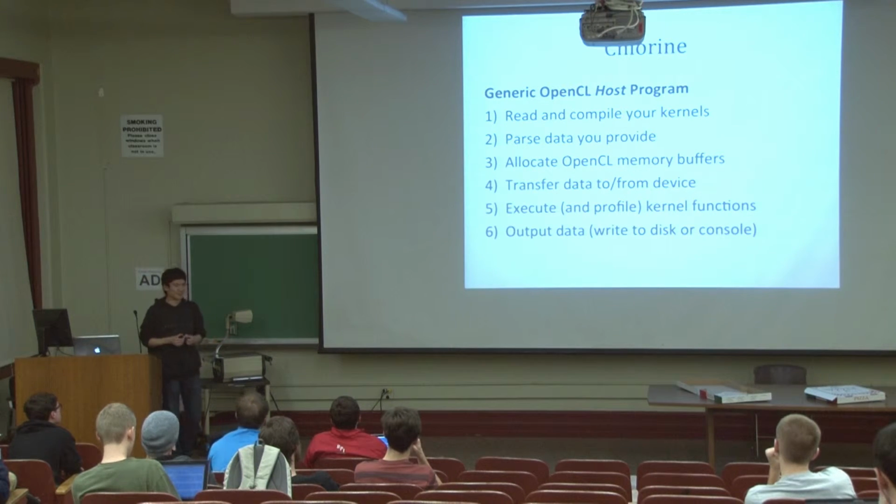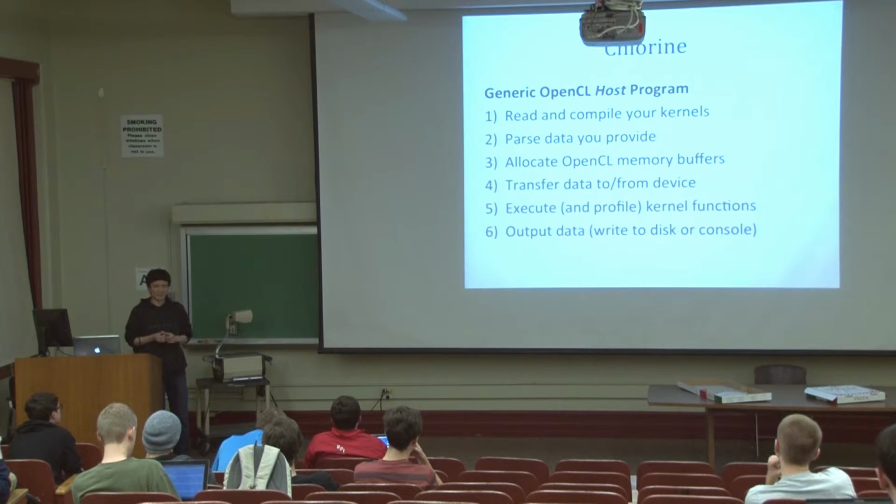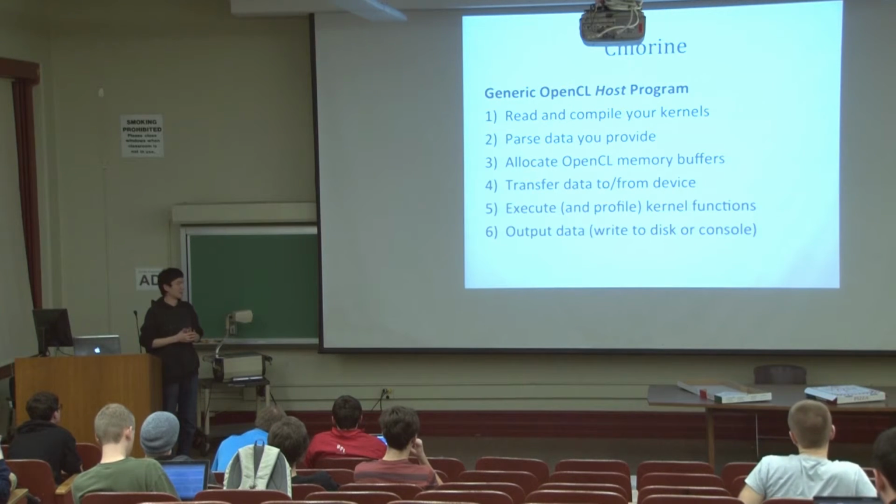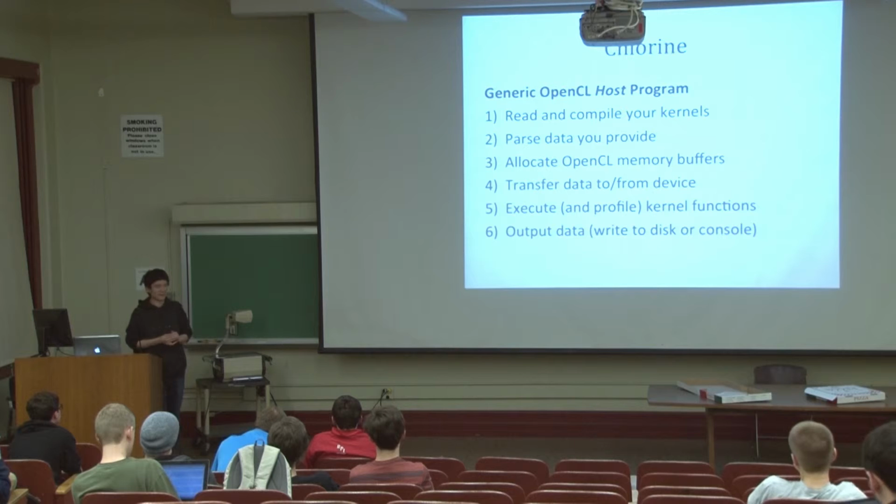Then it goes through all the nasty process of allocating OpenCL buffers. These are memory buffers that map onto your graphics card memory. And then it figures out how to correctly transfer all the data to and from your device. It also executes, and if you have profiling enabled, profiles your function calls on the device. And then it'll output your data, either writing to your disk or your console. In theory, it could also write to your web server somewhere if you really want to write gigabytes of data across the net. I would not recommend that, but in theory you could do that.